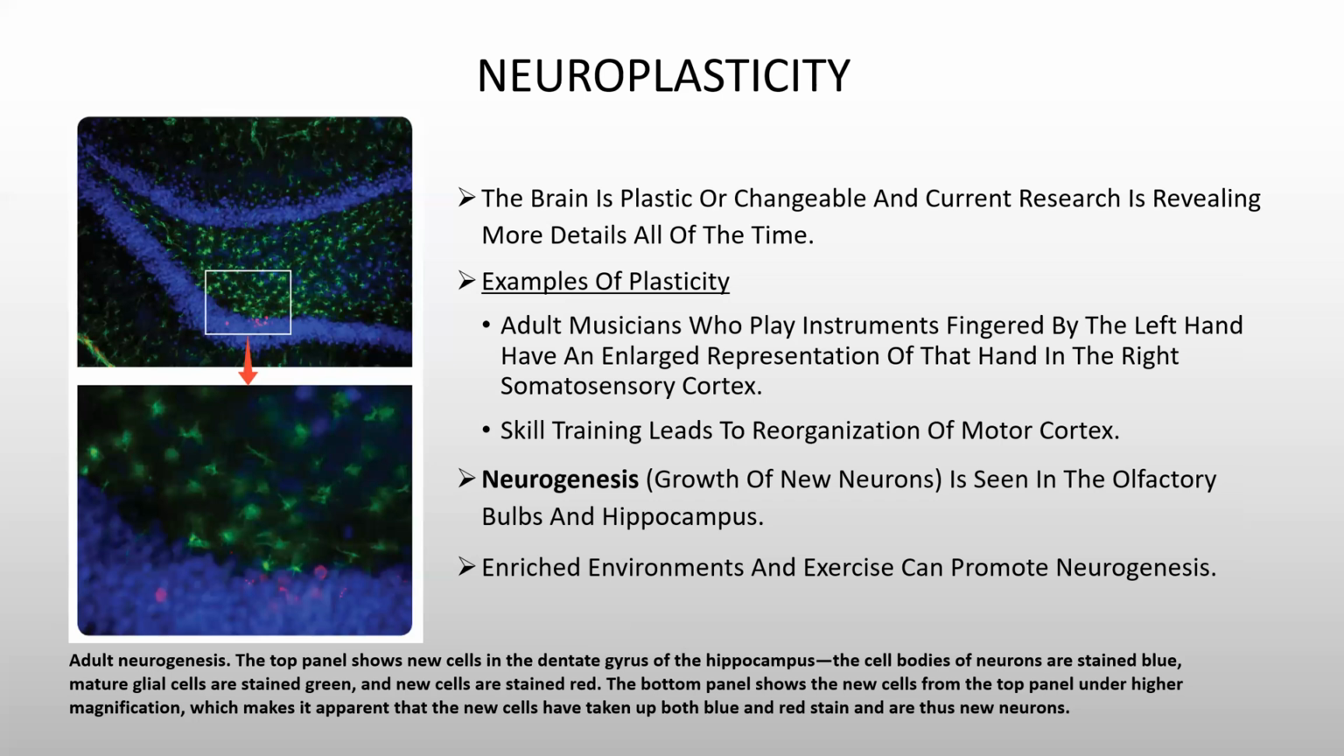So the figure on the left-hand side is just showing you how in green we have glial cells, in blue we have existing neurons, and then you see the red neurons that are stained, and those are the new ones. Those are brand new neurons that are just growing.